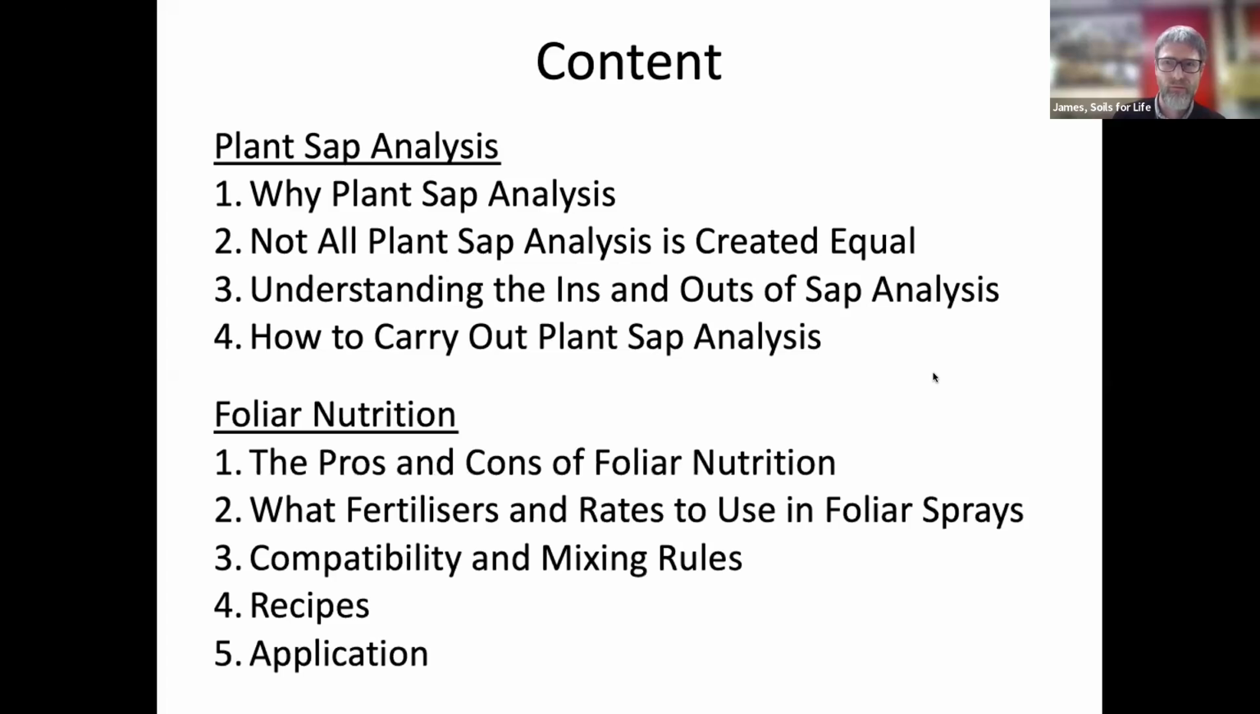I'm just covering the fundamentals today. We haven't got long, and it's a taster, but we will follow up, of course, with resources, because these are big subjects to cover in a short period of time. With the foliar nutrition, we're going to talk about the pros and cons, fertilizers, rates, compatibility, just the basics of how to go about it. And then I'm going to give you some practical recipes and some hints on how to apply it. And Tom will obviously be following on with a lot of real world examples based on what I talk about as well.